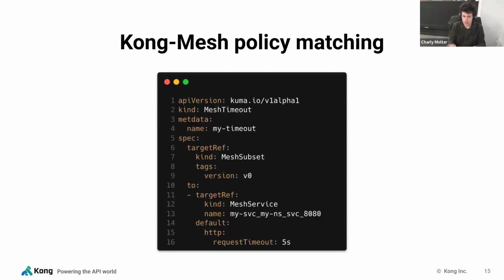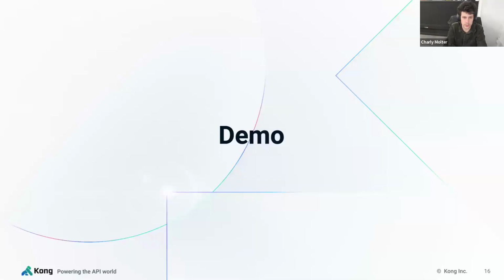So you can do the opposite, as I just showed. Here, we pick all the proxies that have a tag of version v0. And when they reach the service, my namespace service AT, it will apply a request timeout of 5 seconds. So here, only the traffic going to this specific service will get impacted. The rest of the traffic will stay unchanged.